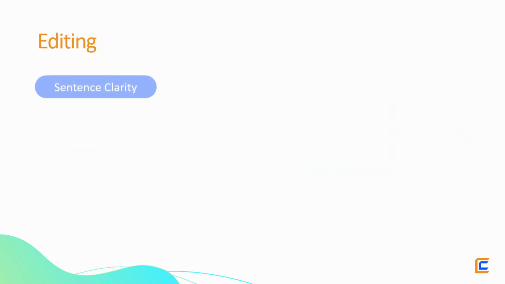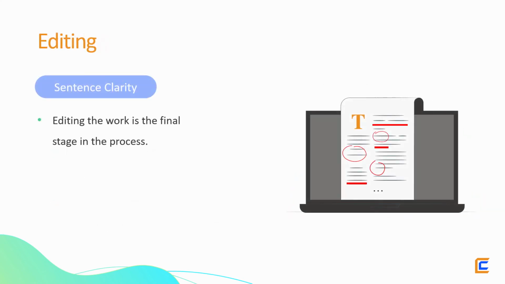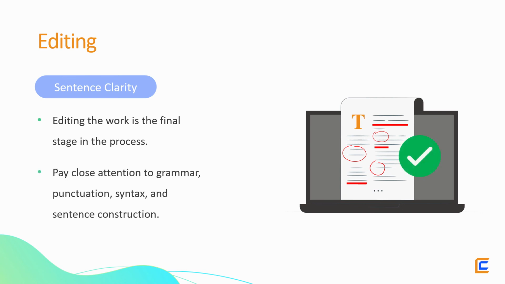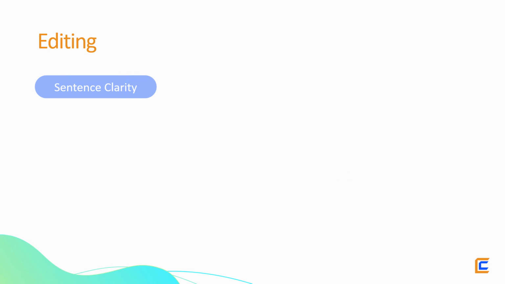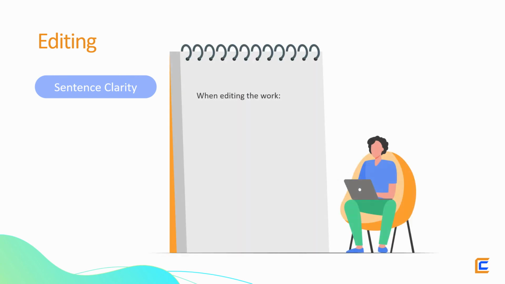Sentence clarity. Editing your work is the final stage in the process. Here, you should pay close attention to grammar, punctuation, syntax, and sentence construction. Think of this as the refining stage, where you siphon off only choice particles for inclusion. Refer to the following checklist when editing your work.